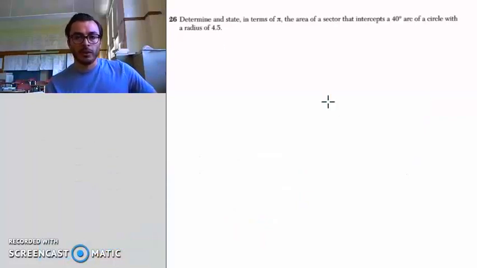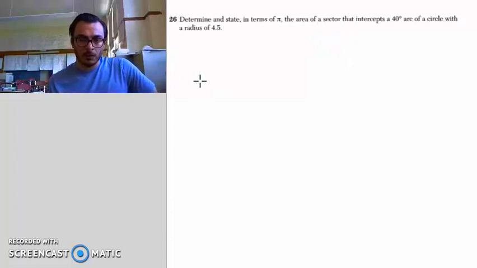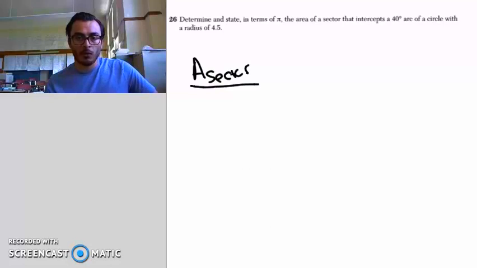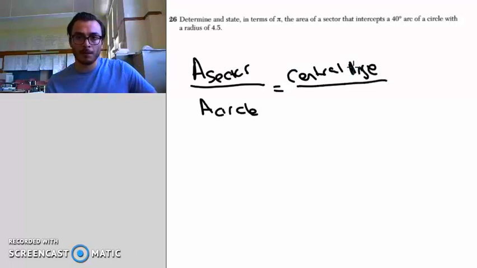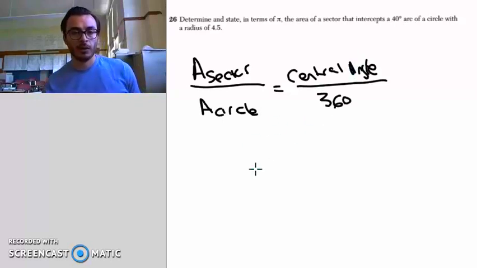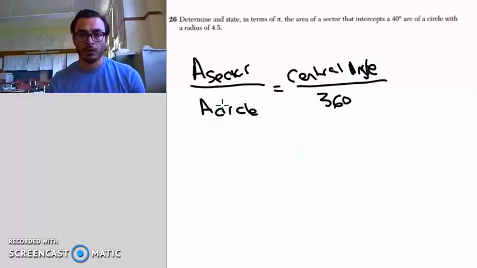All right, number 26. They want us to find the area of a sector. For these kinds of questions, you need to remember this formula. It's the area of the sector over area of the whole circle equals the central angle over 360. And what we're going to do is plug into this formula and solve.